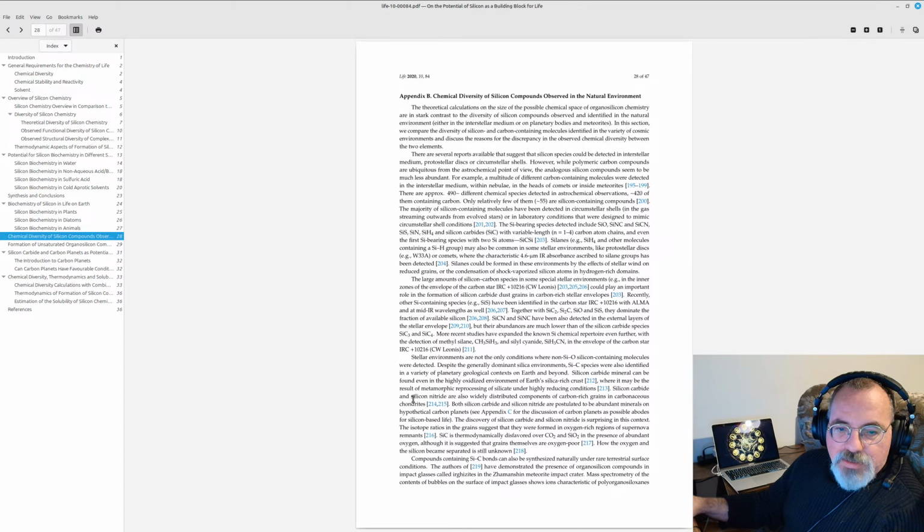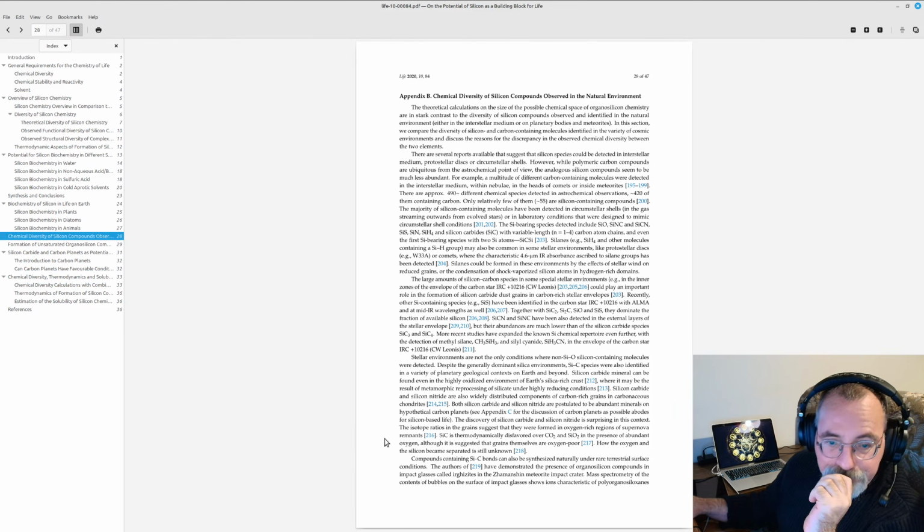Silicon carbide and silicon nitride are also widely distributed components of carbon-rich grains in carbonaceous chondrites. That's a form of meteorite. Both silicon carbide and silicon nitride are postulated to be abundant minerals on hypothetical carbon planets. See Appendix C for the discussion of carbon planets as possible abodes for silicon-based life. And in fact, we'll get to that, I think, in the next section.